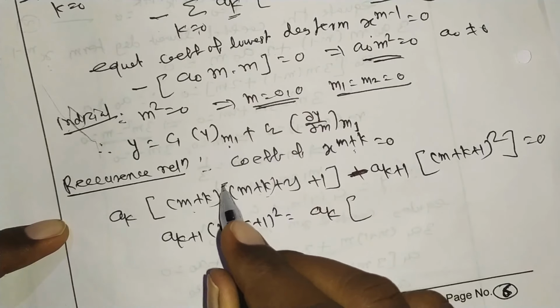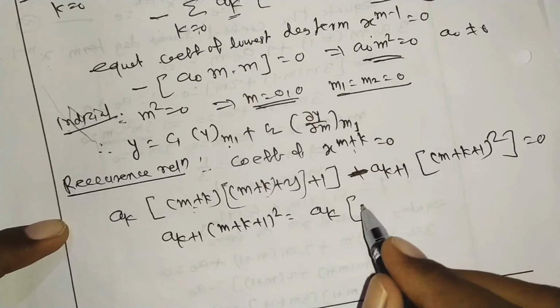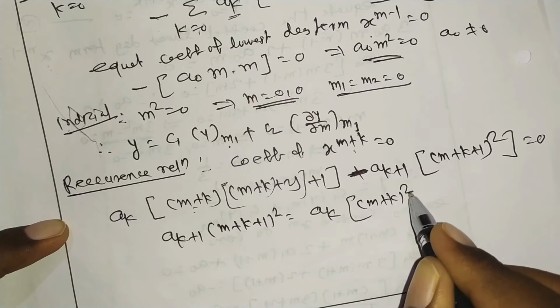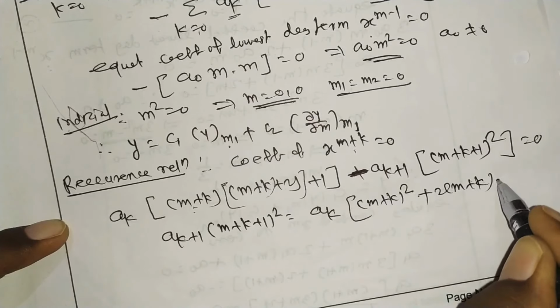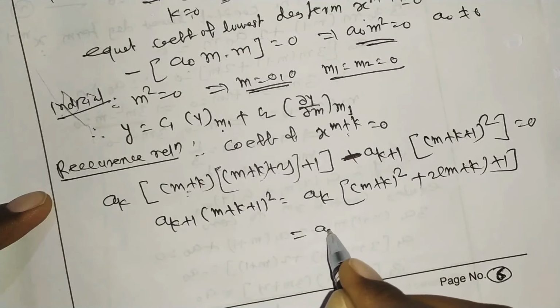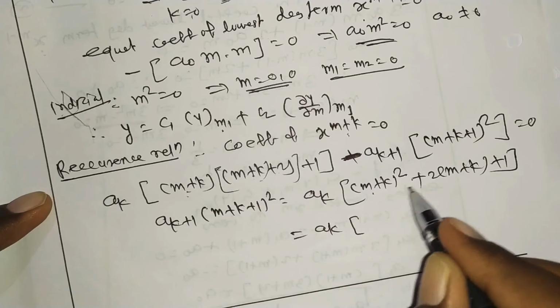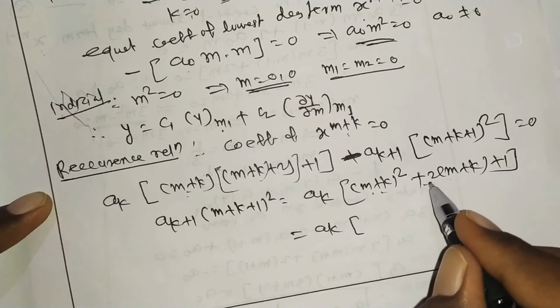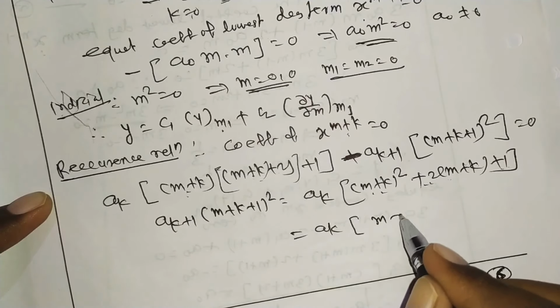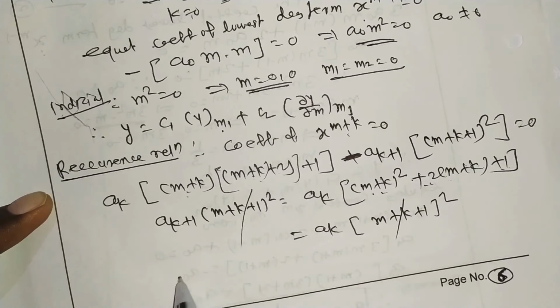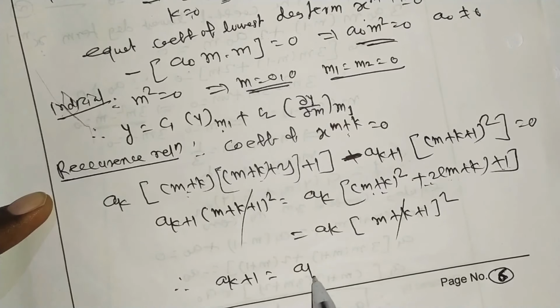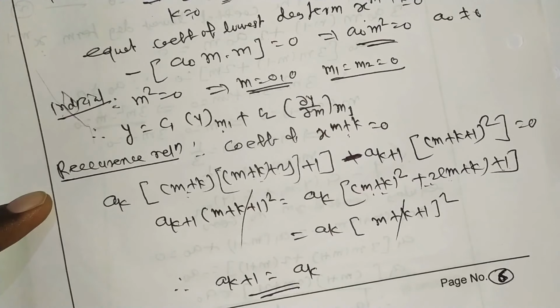Having done this multiplication, see what comes here: this m plus k into m plus k is m plus k whole square plus this 2 into m plus k and plus 1. So what is this? This is equal to ak into m plus k whole square plus 2 times m plus k plus 1, means a square plus twice ab plus b square is m plus k plus 1 bracket square. So this m plus k plus 1 bracket square gets cancelled, and therefore we get the recurrence relation ak plus 1 is equal to ak.